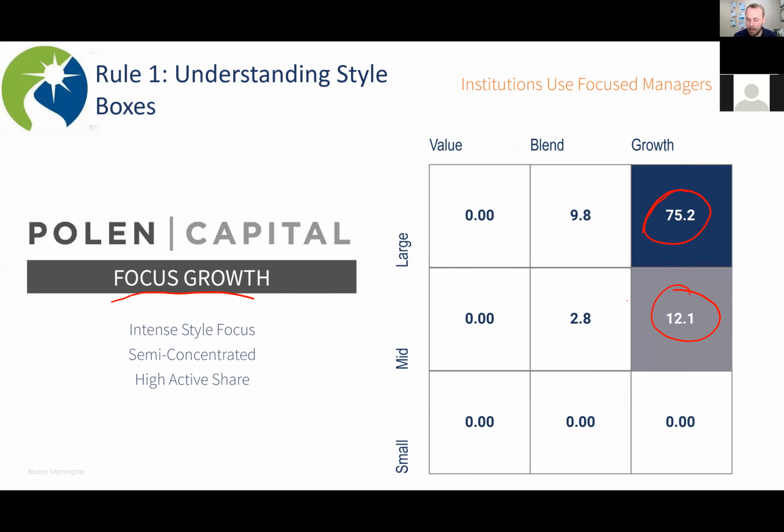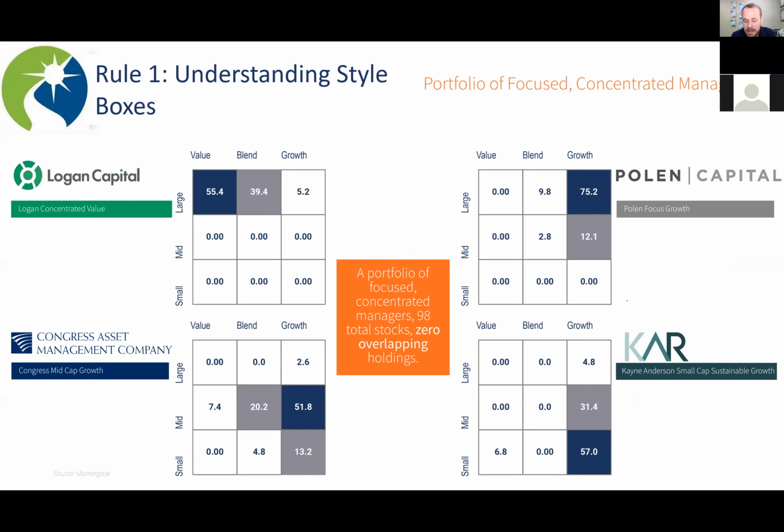And taking that a step further, we have some other managers like Logan Capital, like Congress, like Kane Anderson. Using all of these together, let's just say that we built this model portfolio and allocated it between Logan and Congress and Poland and Kane Anderson. Using all four of those, that would mean that you have 98 total stocks, zero overlap. And take a look at those style boxes. You can see we're very focused. We're hyper focused in this stuff.